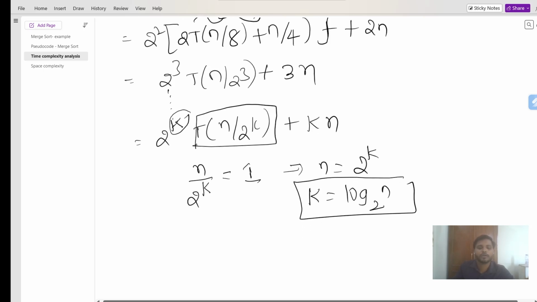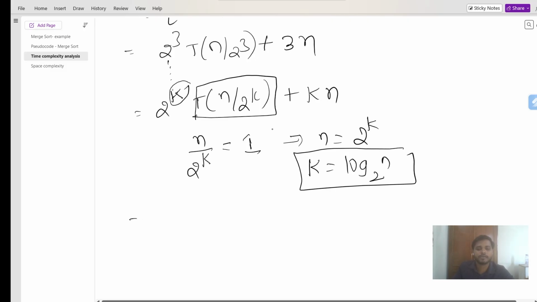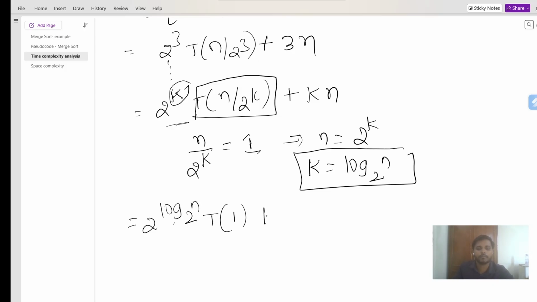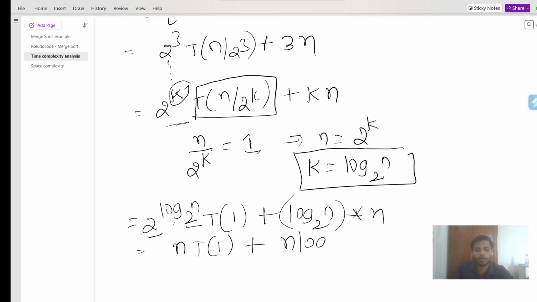Now replace this k value here. What will happen? 2 to the power of log n base 2 T of 1 plus log n base 2 into n. Now for 2 to the power of log n base 2, the base and this one are matching, so what is the value? N into T of 1 plus n log n base 2. We know that in the recurrence relation T of 1 will be 1. So n plus n log n base 2.